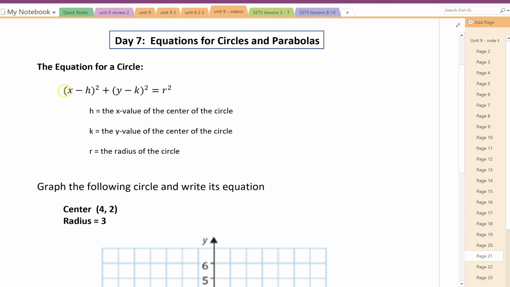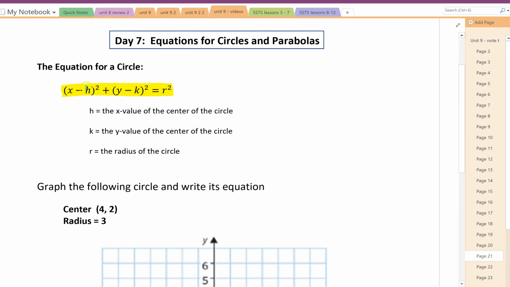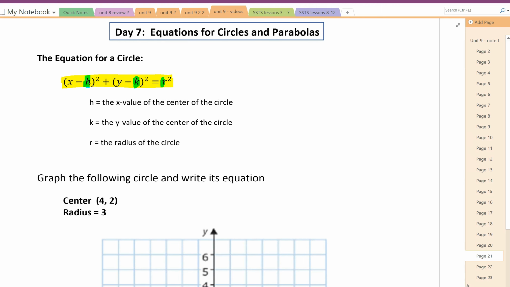Nothing really to review here. The equation for a circle looks like this, and it looks more complicated than it really is. The only parts we're ever going to change, or that we're ever going to put numbers into, are h, k, and r. Everything else is going to stay pretty much the same every time. We may have to move things around to get it into this form, but the only parts we're going to manipulate are the h, k, and the r, and I've told you what those are right here.